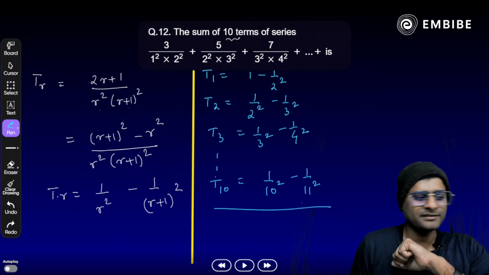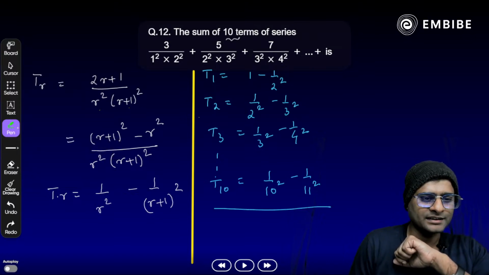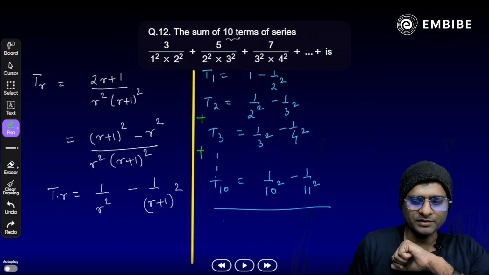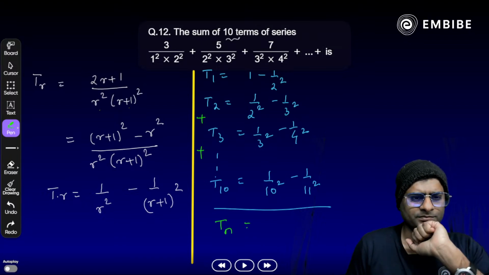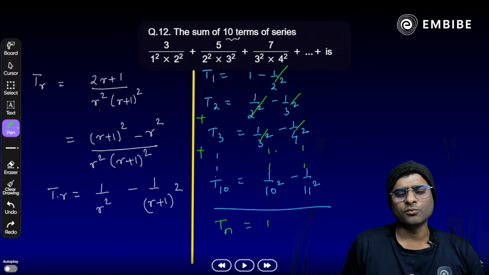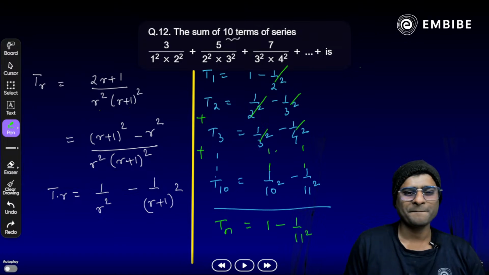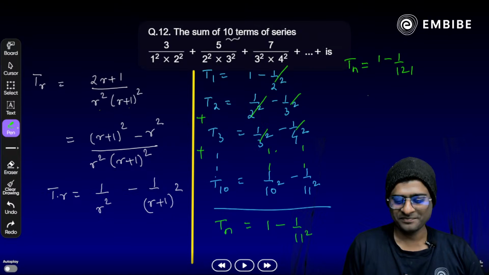Now try to club it. We club all the terms, add them. We need to add all these terms. So what do we get? That is Tn, it's the sum. Again, the diagonal numbers keep cancelling out. Remember, it will cancel out. We only get 1 minus 1 by 11 square, or it should be what? 1 minus 1 by 121.